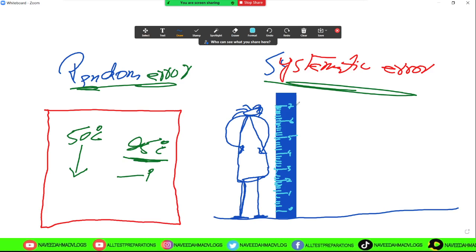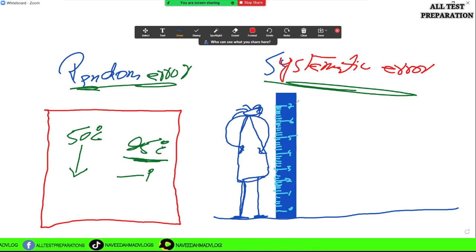Let's suppose you take any unit, meter or feet, okay. This is impossible, but let's suppose. So what do you think? The height of this girl will be 7 feet?